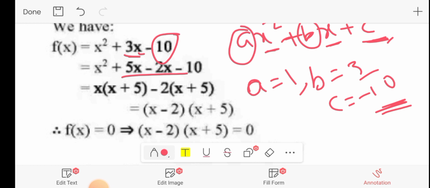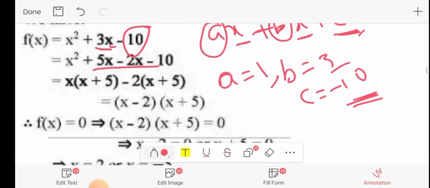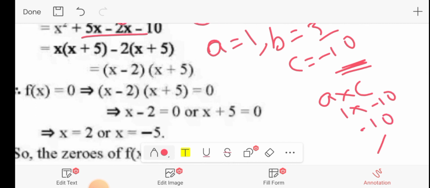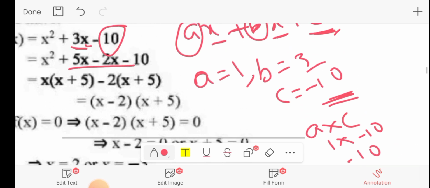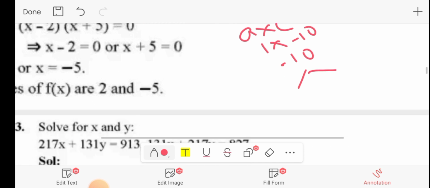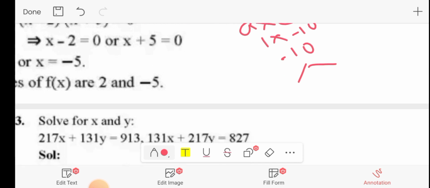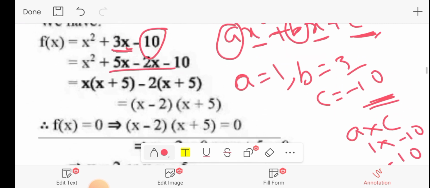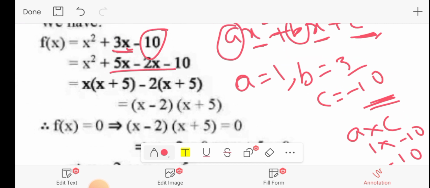To find this we will use one method, a into c. What is a into c? A is 1, c is minus 10, so it is minus 10. We will split minus 10 in such a way that on addition or subtraction we get 3 and on multiplication we get minus 10. So we'll find the pair of two numbers which multiply to give minus 10: 5 and 2, 5 twos are 10. That's all, only one pair we get. So what we'll do, we'll keep here.